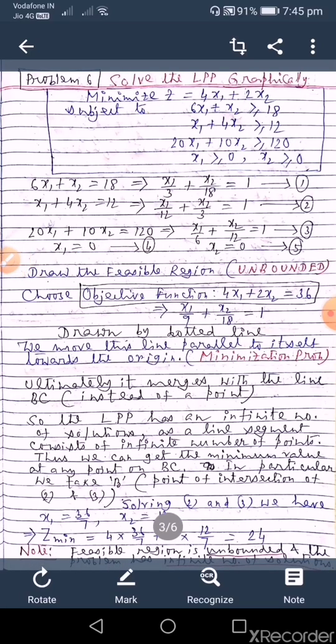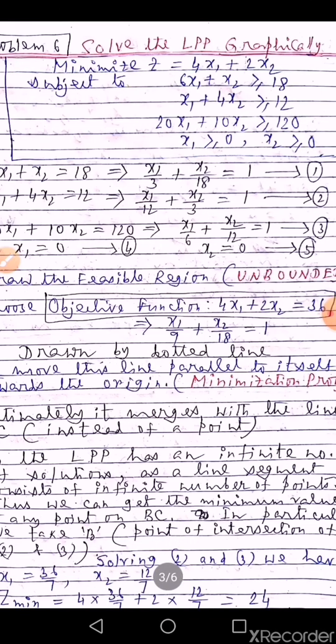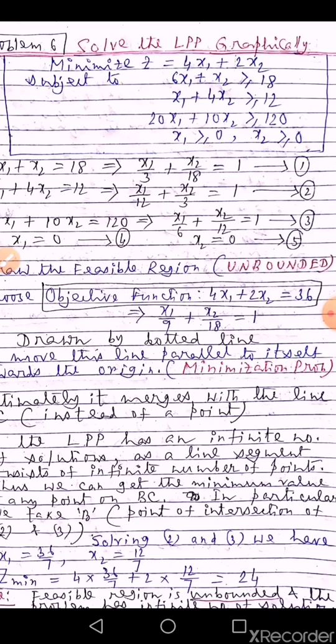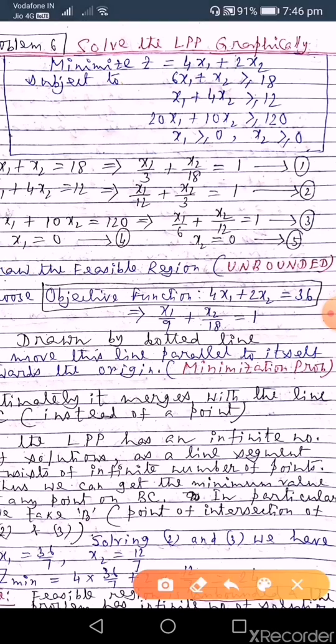One more thing is to be noted, the problem is a minimization problem, so we have to choose a value of z so that 4x1 plus 2x2, here we have taken z is equal to 36, so it becomes x1 by 9 plus x2 by 18 is equal to 1, so it will pass through (9, 0), (0, 18), and obviously it will pass through the feasible region. So let us see (9, 0), (0, 18).